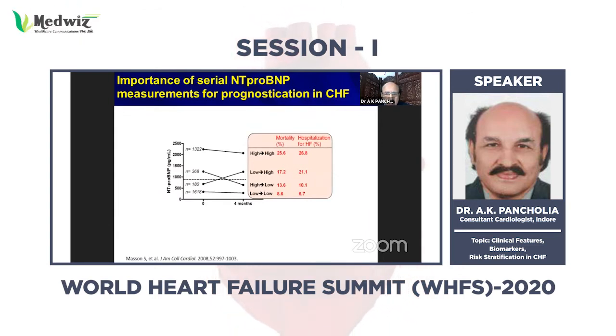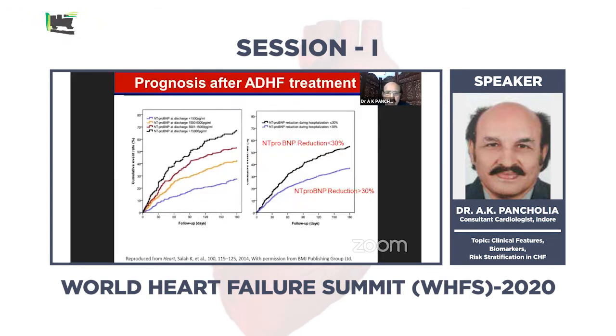When the levels are high at the baseline and remain high even after 4 months, then the mortality is increased to 25.6% and hospitalization 26.8% compared to the low levels. With the low levels that remain low, the mortality or the event rate is low. Prognosis after ADHF treatment: if the NT-proBNP reduction is less than 30%, the mortality is more compared to the NT-proBNP reduction more than 30% after a few days or weeks or months.